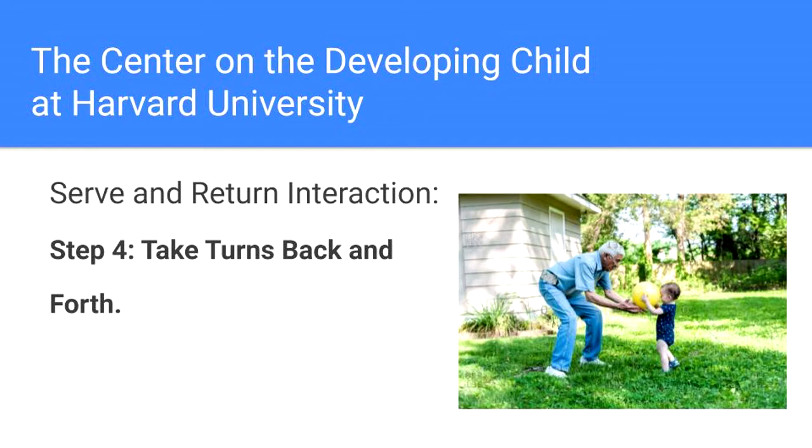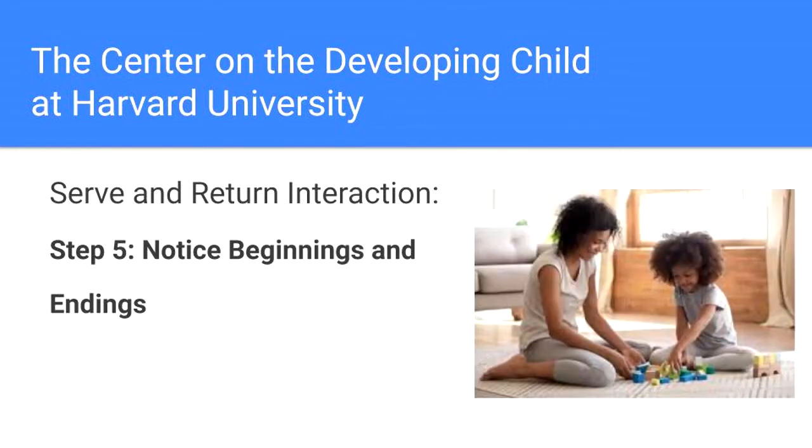The adult and child take turns back and forth using language or vocalizations, movements, or expressions. The adult needs to be sure that when they return the child's serve, time is given for the child to respond back. Sometimes the child may need extra time, and so the adult must wait for the child a bit longer. Step 5. Notice beginnings and endings.